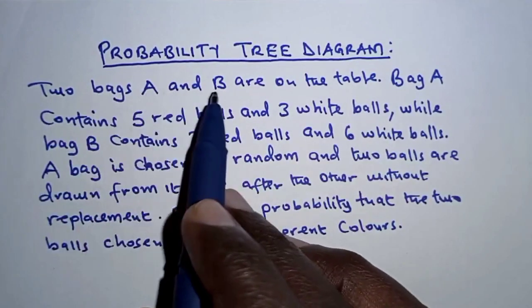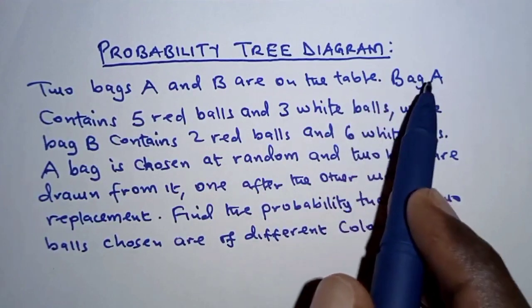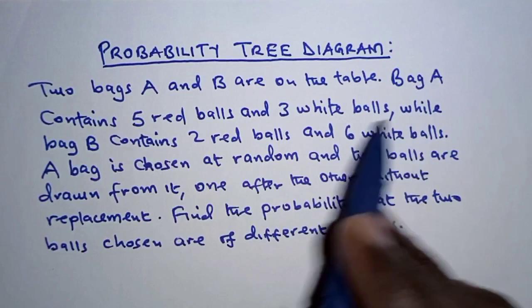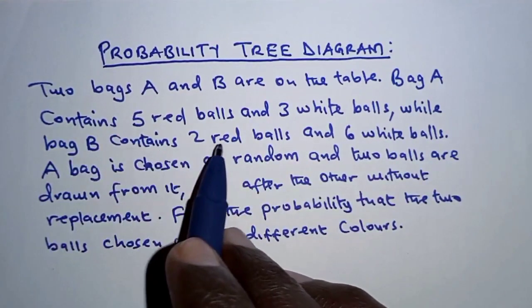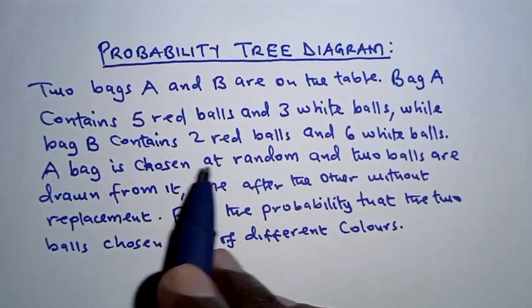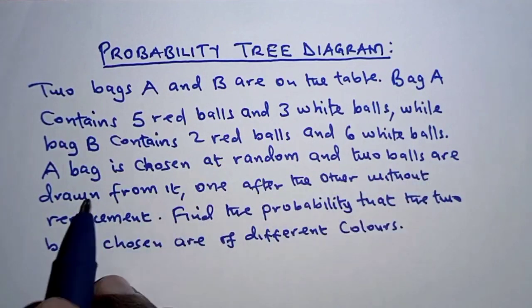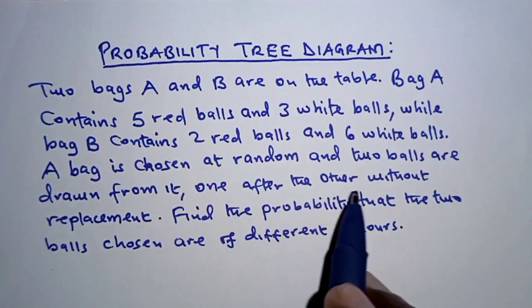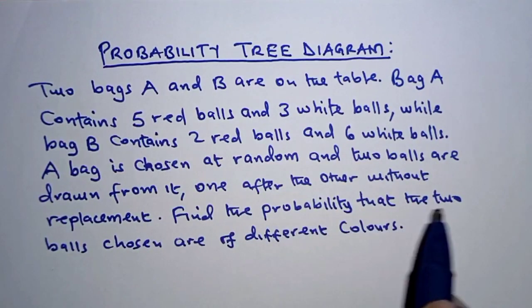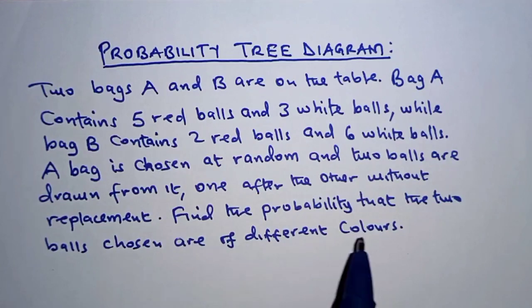Two bags A and B are on the table. Bag A contains 5 red balls and 3 white balls, while bag B contains 2 red balls and 6 white balls. A bag is chosen at random and 2 balls are drawn from it, one after the other without replacement. Find the probability that the 2 balls chosen are of different colors.